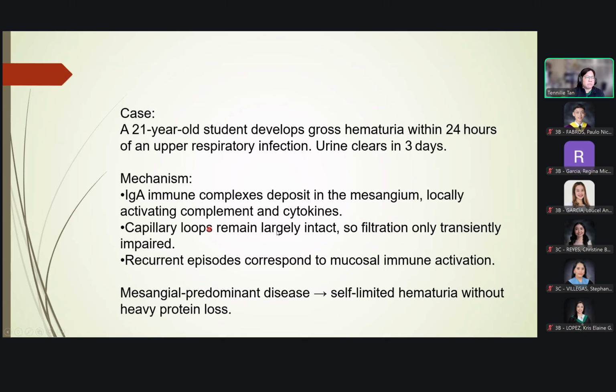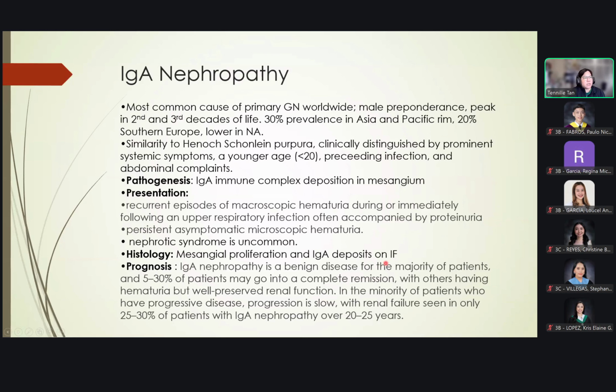The capillary loops remain largely intact, so filtration is only transiently impaired. Recurrent episodes correspond to mucosal immune activation. And for your mesangial predominant disease, it's self-limited hematuria without heavy protein loss. So this IgA nephropathy is the most common cause of primary GN worldwide.